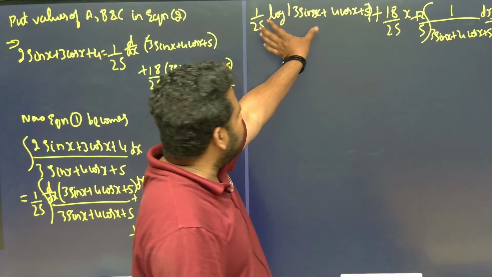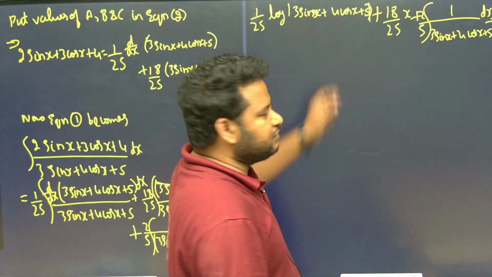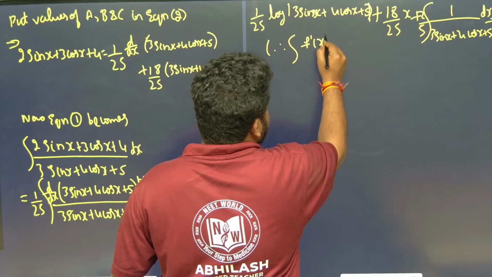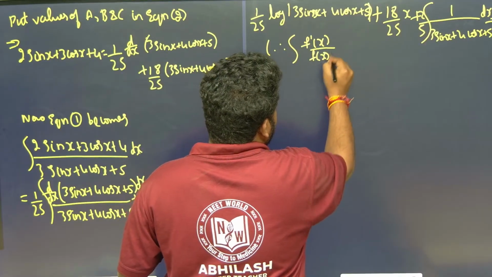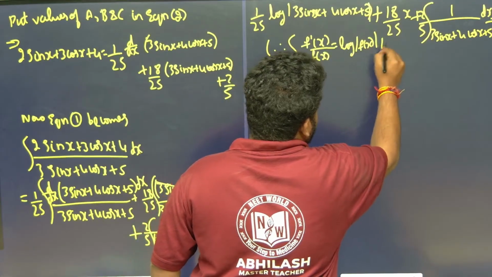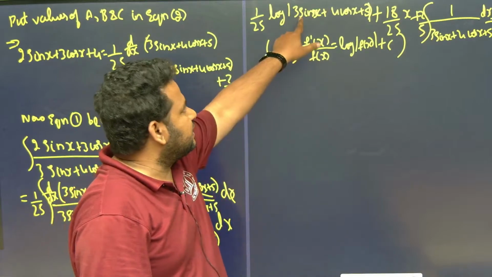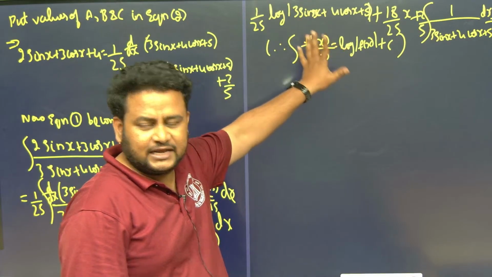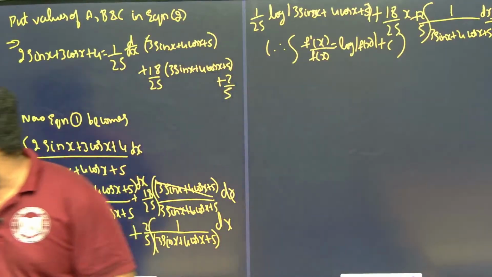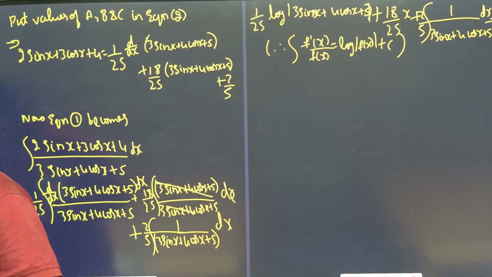Now we have already integrated this one, and this one is also integrated. For this one you have to write the reason, very important: the integral of f dash of x by f of x is nothing but log of mod f of x plus c. You have to mandatorily write this reason, then only you will get the marks for this step, clear? Now observe carefully. Hope everything is visible.